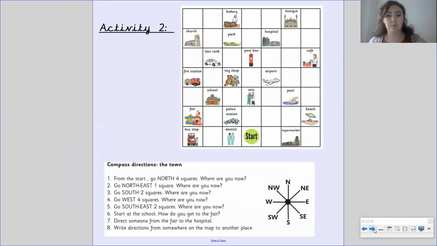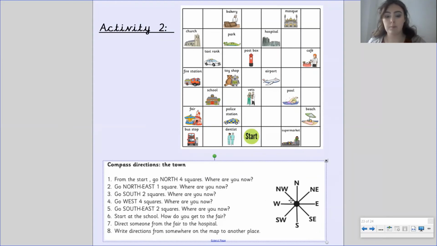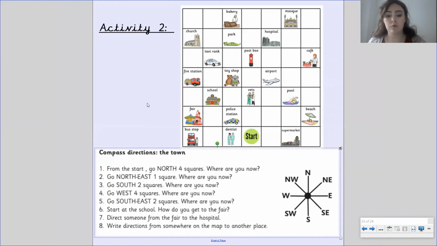Okay, activity number 2. So here you have got a grid with some different things in some of the squares. You do not need to draw this grid out, so please don't. It's just there for you to use so that you can answer the questions below. So number 1, from start, which is here, so you need to find start, go north 4 squares. Where are you now? So if you're going north, look at the compass there to help you and move north 4 squares. Where are you going to end up?